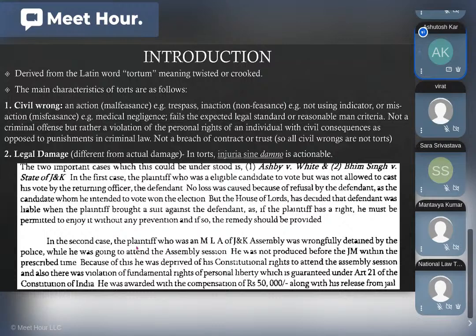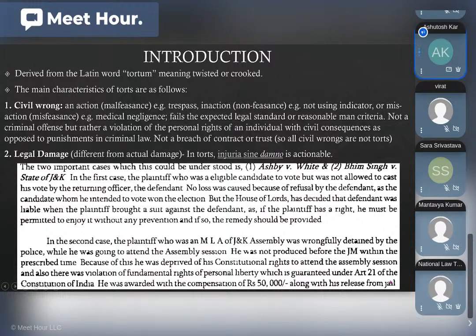Okay, so you may say that here there is no damage because he is allowed to attend the session from the next day onwards. Maybe he was just detained for a few hours, but whatever happened, his rights were violated. There was an injury without damage. He has been awarded a compensation of 50,000 rupees along with his release from jail.